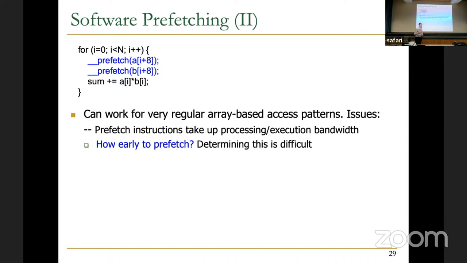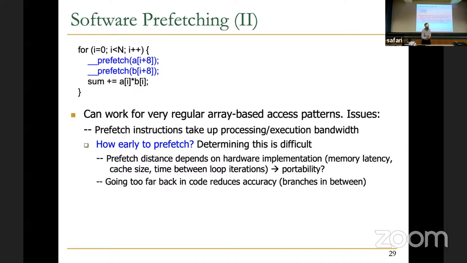I kind of said this already. Prefetch distance means how many iterations ahead you should insert these prefetch instructions. It depends on the hardware implementation: memory latency, cache size, time between loop iterations. How long will this summation take, for example? If this becomes a much bigger loop, there is more time here, so you can overlap the prefetching with that time.